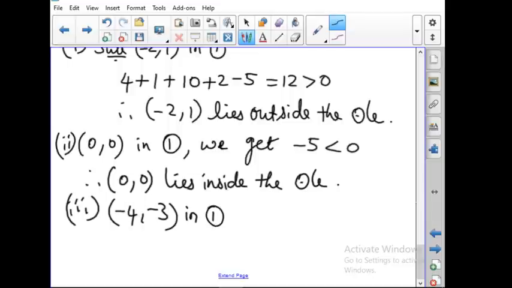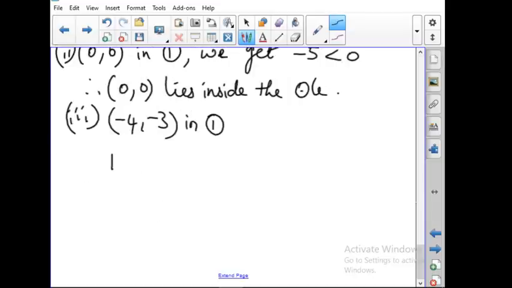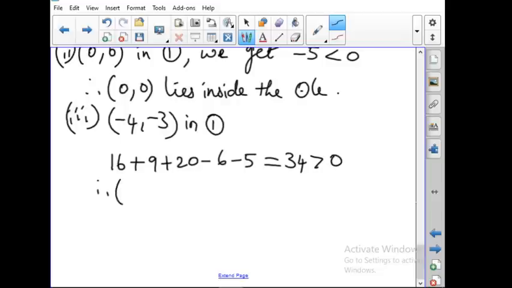Substitute in equation 1. When you substitute, it will become 16 plus 9 minus 5 into minus 4, that is plus 20, minus 3 into 2, it will become minus 6, plus minus 5. What is the answer now? 16 minus 11, 5; 25 plus 9, 34. Greater than 0. So greater than 0 means the point lies outside the circle. Minus 4 comma minus 3 lies outside the circle.